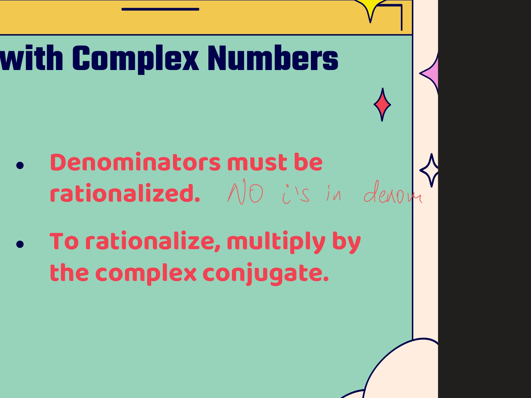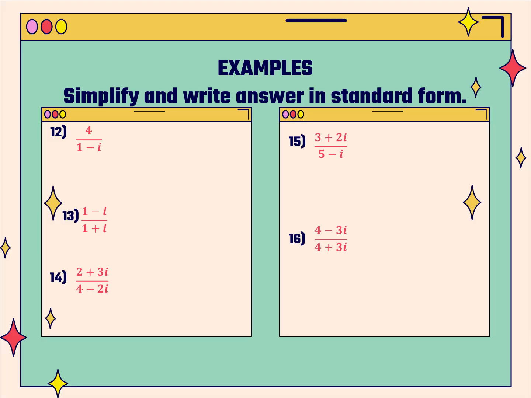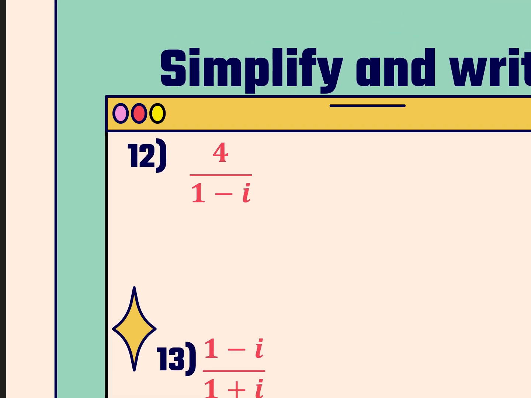If you turn your quiz in and you have i's in the denominator, just know I did something wrong. Maybe you didn't know where you went wrong, but you did something wrong. To rationalize, you're going to multiply by the complex conjugate. We're going to go through these examples, and then we'll be finito.